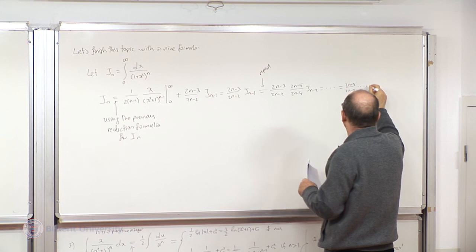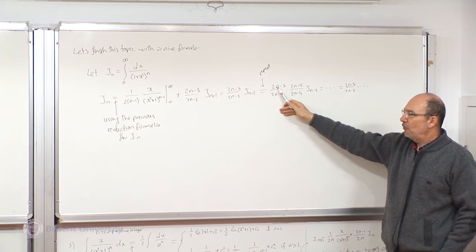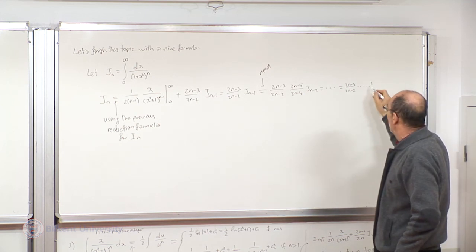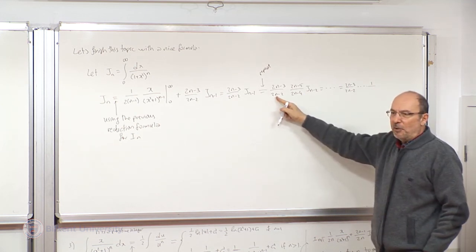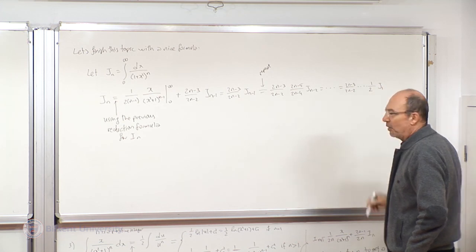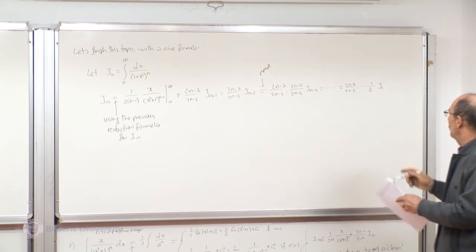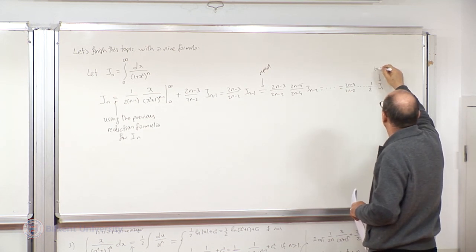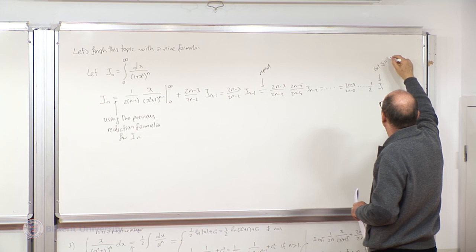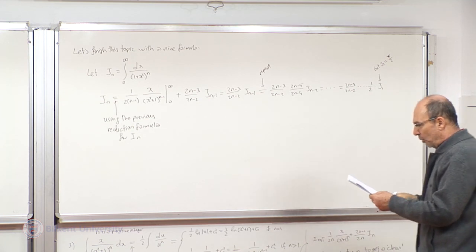So this goes up to the last one. What is the last one? I keep subtracting increasing odd numbers from an even number, and I stop when I get 2, and here I have J_1. But J_1 is arctangent from 0 to infinity, so that's pi over 2.